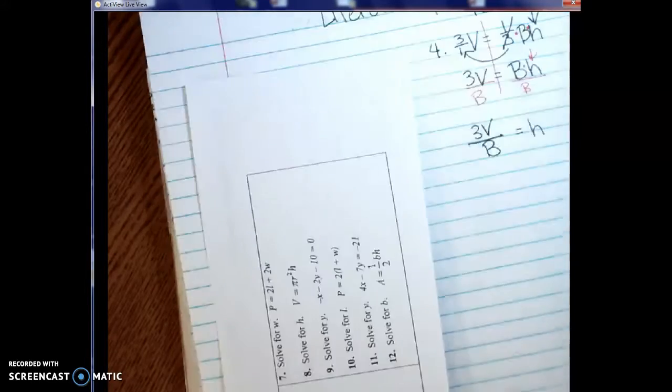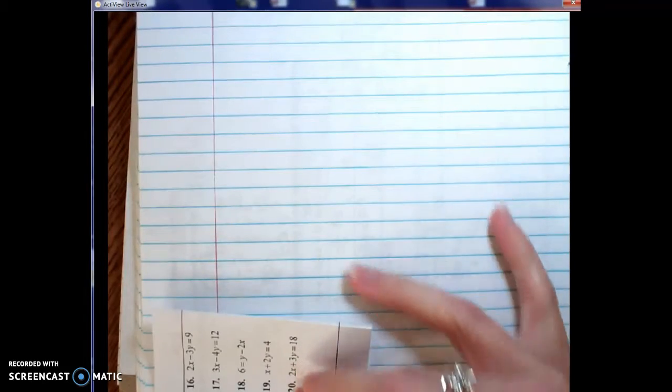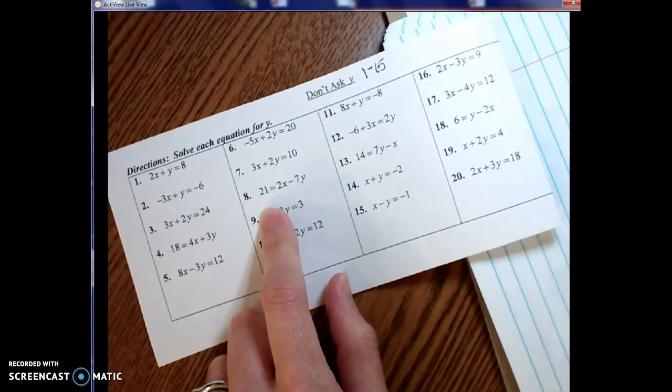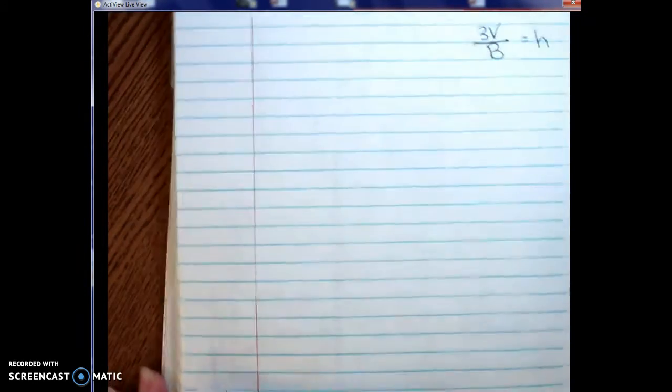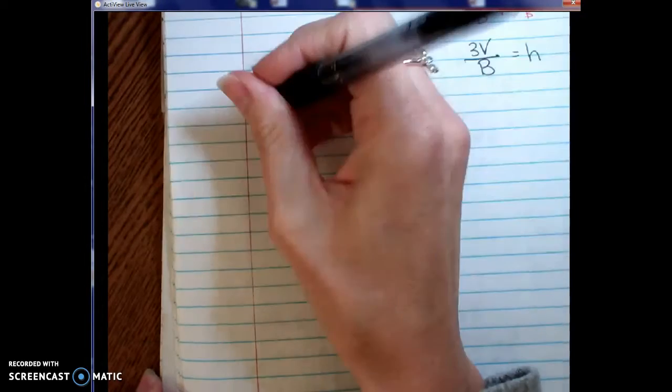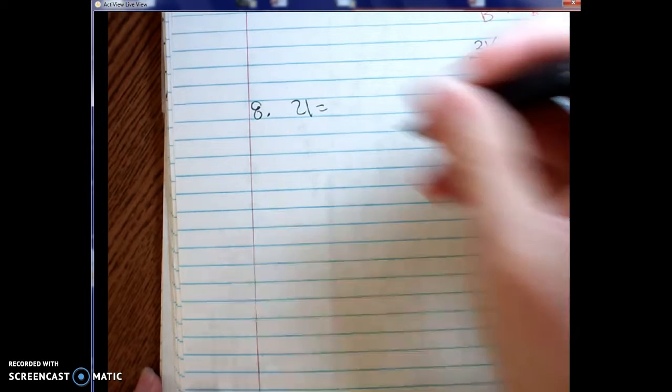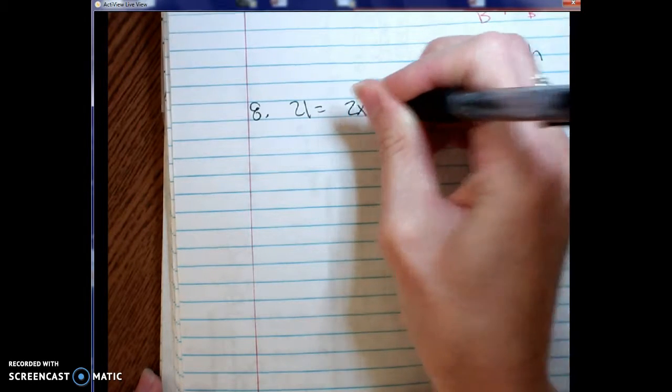Okay, so again, the worksheet, literal equations and don't ask why. On the side, not with literal equations, but don't ask why, we're going to look at problem number 8. Problem number 8 is a little bit backwards. You have 21 equals 2x minus 7y, so we're going to write it in our spirals if you haven't written it down yet. So 21 equals 2x minus 7y.